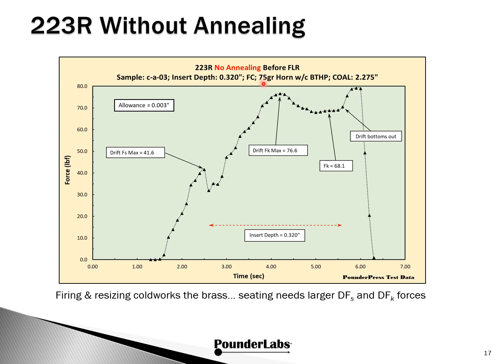So a lot of the bullet bearing surface has now slid into the case. Here's our insert depth, and notice that the allowance for this sample is 3 thousandths. It bears repeating that firing and resizing cold works the brass, so you're going to need higher DFS and DFK forces. We'll compare this to annealed cases here in a moment.